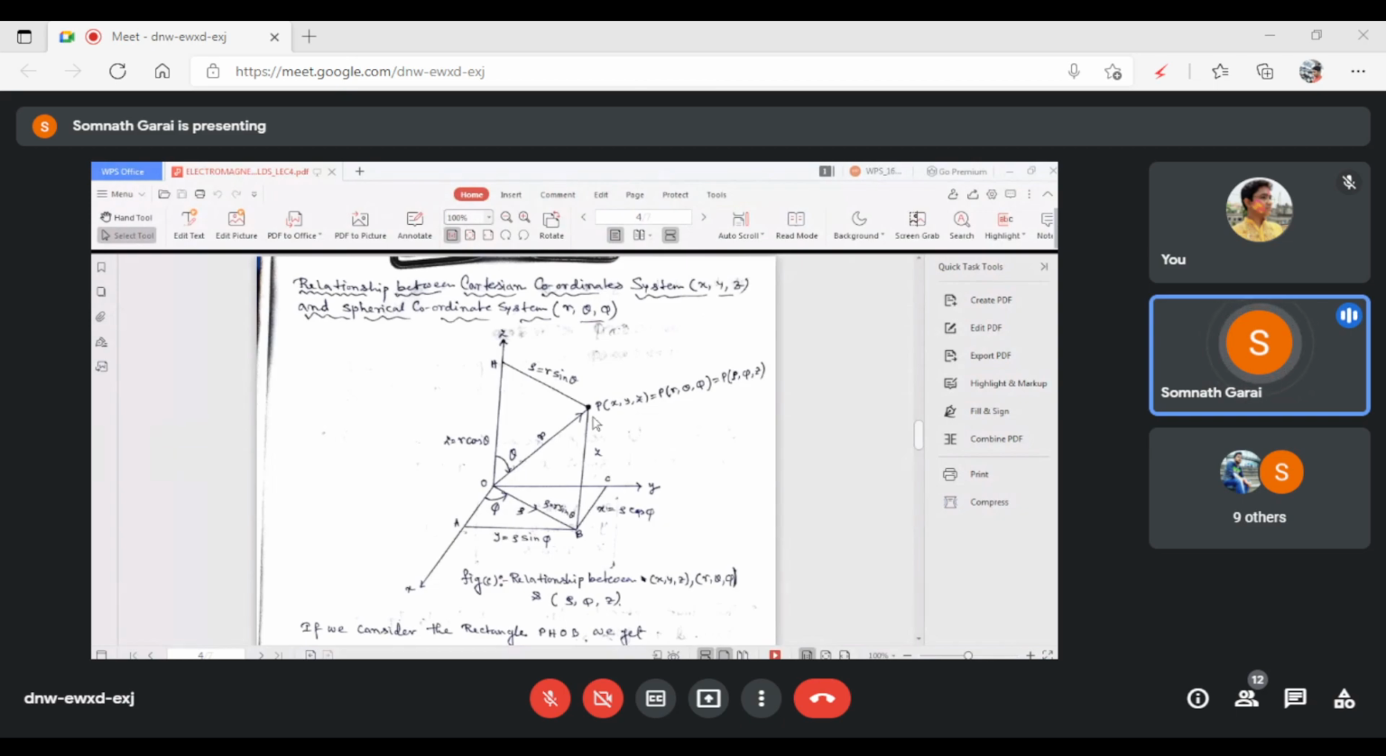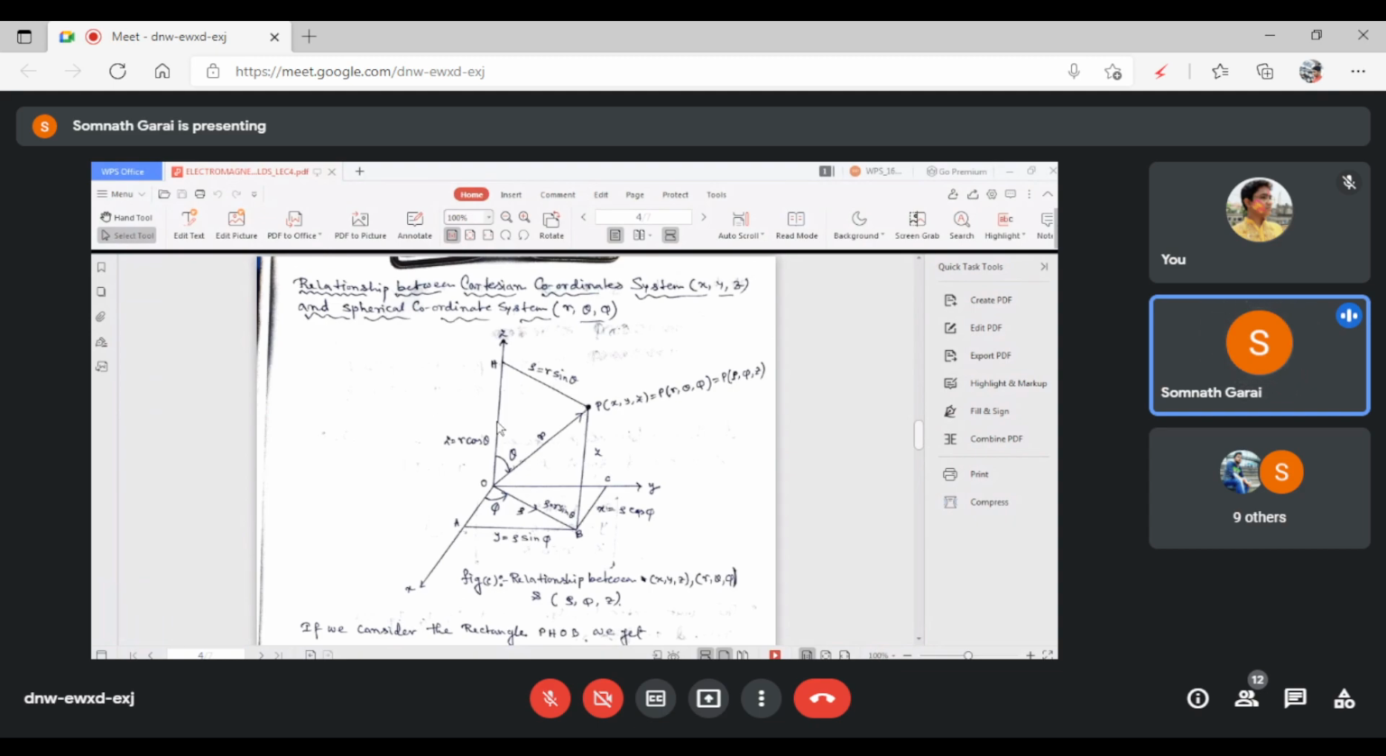r, theta, phi, and if it is again converted to cylindrical coordinates, that is rho, phi, z. Okay. Now if we draw this point here, so r is the radius of the sphere. So this radius from the origin point to point P is the radius of the sphere, right? It is already discussed.